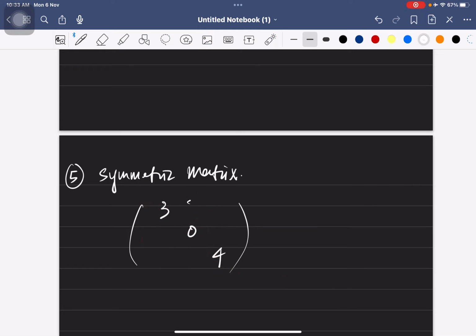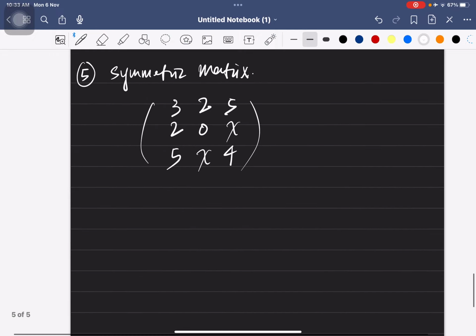So if this is 2, then this must be 2, if this is a symmetric matrix. If this is 5, then this must be 5. If this is x, then this must be x also. So this is what we call a symmetric matrix. The entries are symmetrical about the leading diagonal. This is the leading diagonal.